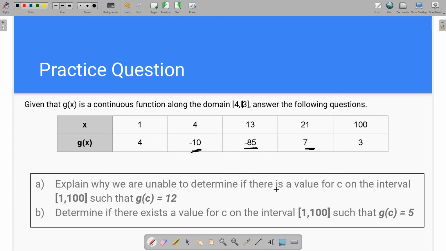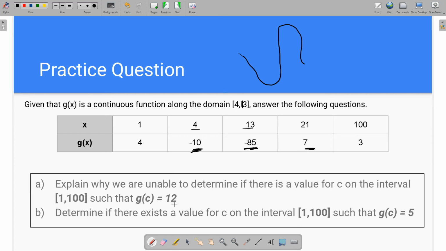Explain why we are unable to determine if there's a value c on the interval 1 to 100 such that g of c is equal to 12. So we don't know, because if we're looking at what our domain is, where it's defined, where it's continuous, it's only between 4 and 13, and along 4 and 13, we only get from -10 to -85. So there could be some value, like if the function spikes up or whatever, and then goes back down. But all we know, because we're just given points in a table, we don't know that 12 falls outside the range in the table that we have. So it could exist, but we're not sure.